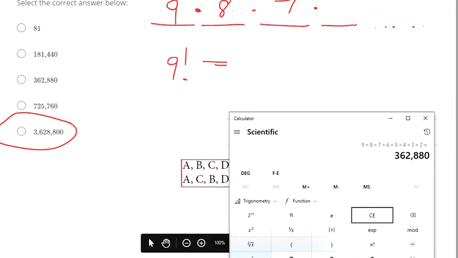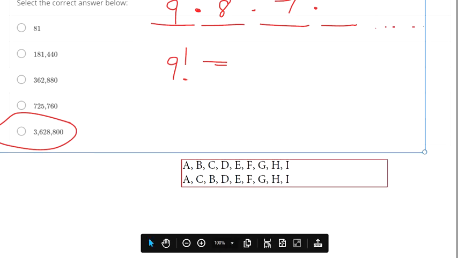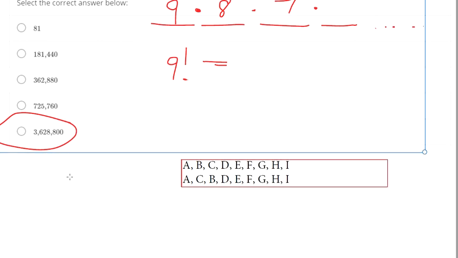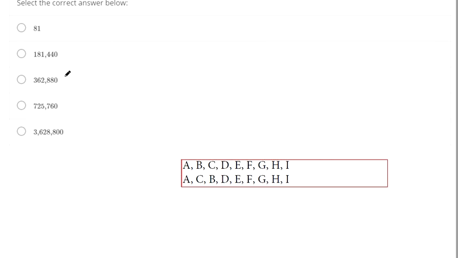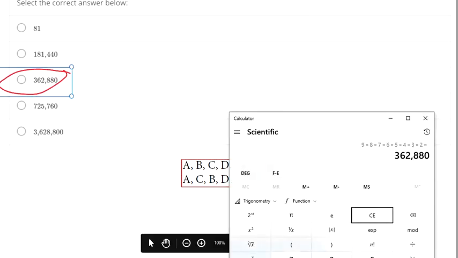Whoops, watch out. I circled the million one. This should be, that's 3 million. The correct answer was 362,880. So, man, that looks like just a trick answer. Just be careful about that. Make sure to do exactly what your calculator says.